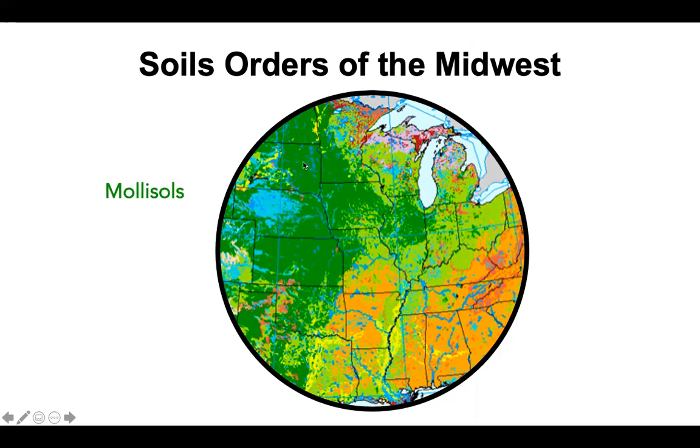Now, if you remember back to one of our early lectures, mollisols are kind of like grassland soils. They're prairie soils. They have high organic matter accumulation, especially in the surface. Up next, we have alfisols. Alfisols are this lighter green color. You can see that they're kind of ubiquitous across much of the Midwest and even on into the South.